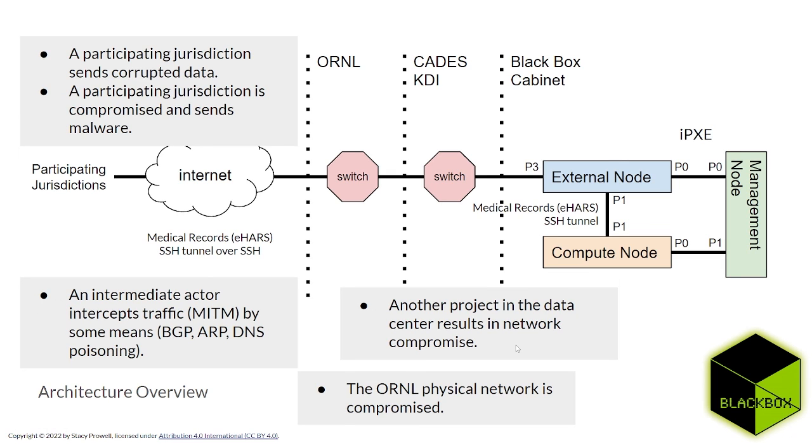Another project in the data center results in a network compromise. So that could be a possibility. So the network inside the data center gets compromised. Well, that's okay because everything on the network is doubly encrypted. The Oak Ridge physical network is compromised. That's more troubling, right? Someone fishes a cable out and splices into it. But again, everything, even the connections between the nodes inside the cabinet, is encrypted.